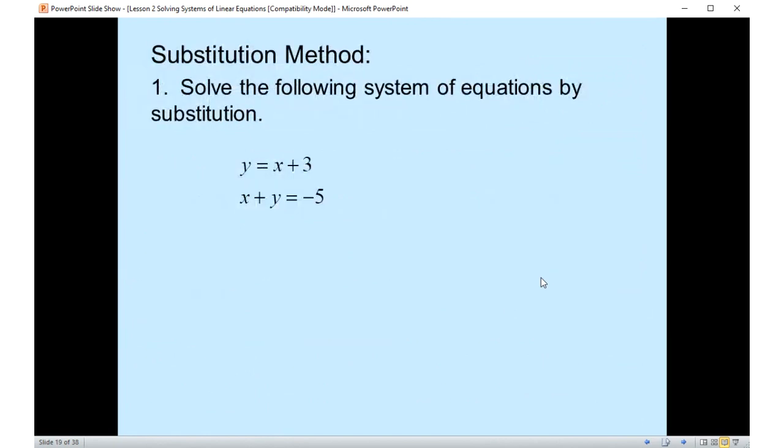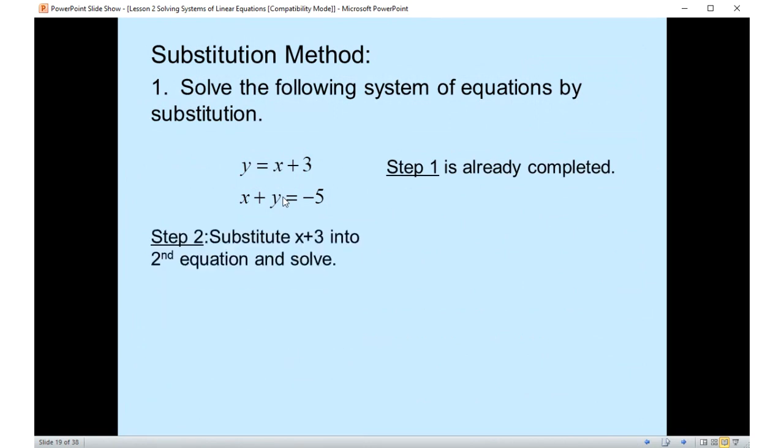Okay, so we're going to solve the following system of equations by substitution. Well, one nice thing is we already have y by itself in one of the equations. So we're going to take this x plus 3 and we're going to put it where the y is. So step 1 is already completed. We've solved for one of the variables in one of the equations. Step 2 is to substitute x plus 3 into the second equation. So instead of a y in the second equation, we're going to type in x plus 3.